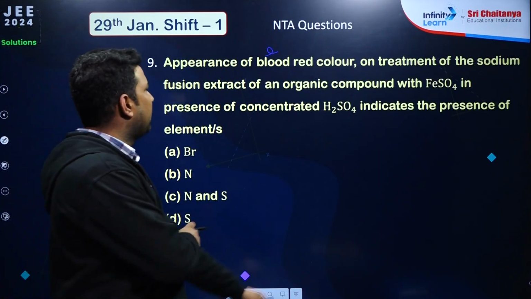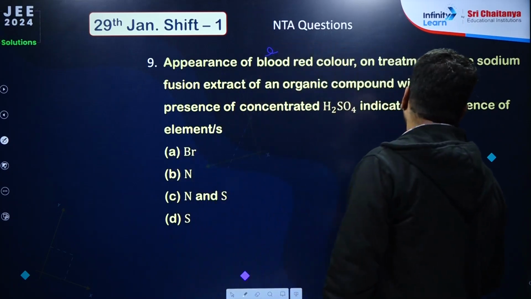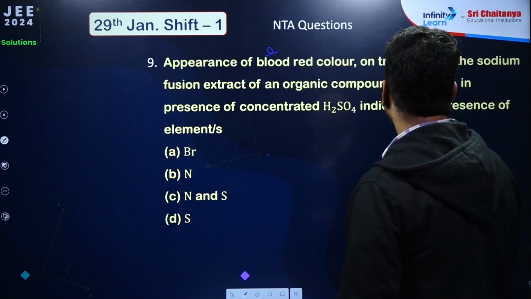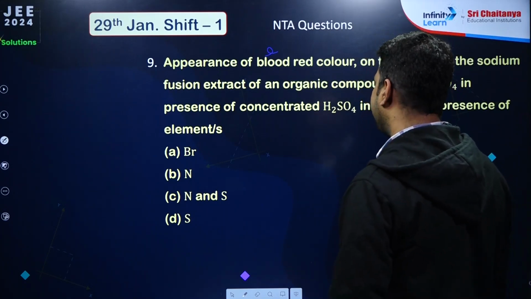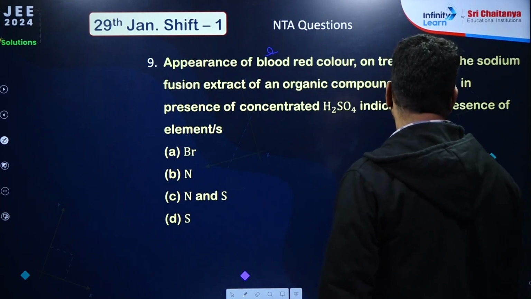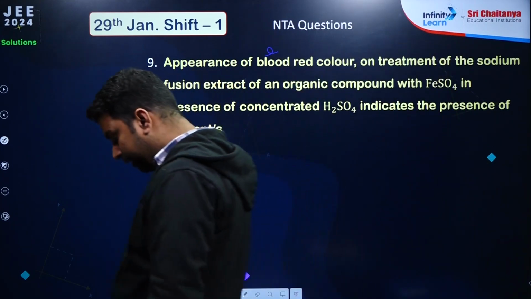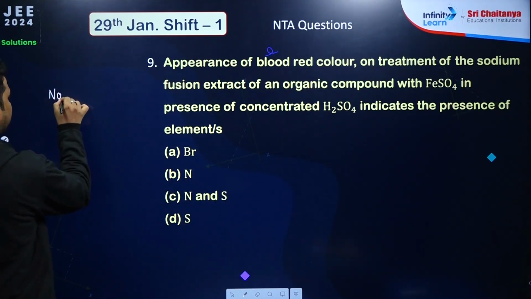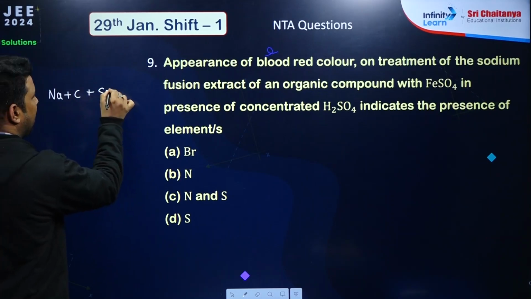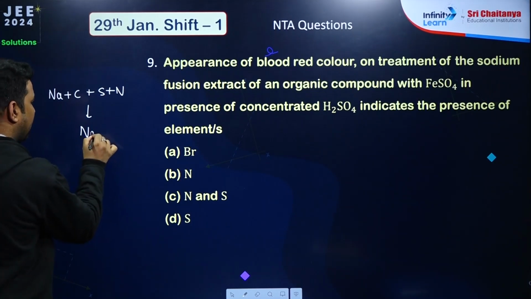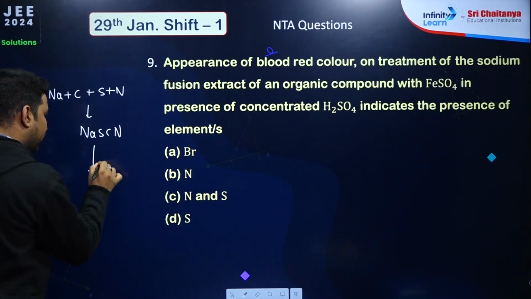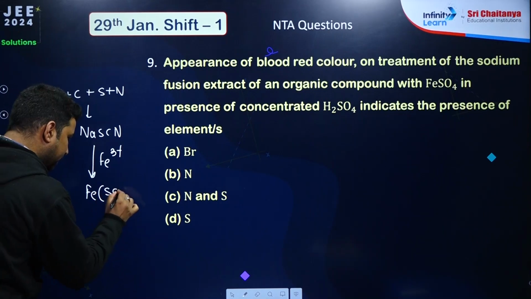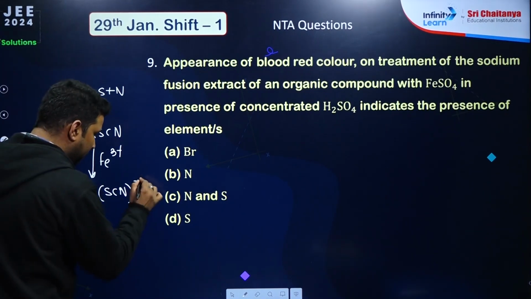Now question number 9. Appearance of blood red color on treatment of the sodium fusion extract of an organic compound with FeSO4 in presence of concentrated H2SO4 indicates the presence of, very nice question. It is directly given in NCERT. In sodium extract, when Na, C, S and N are present, they form NaSCN, which under the influence of Fe3+ ion gives FeSCN.